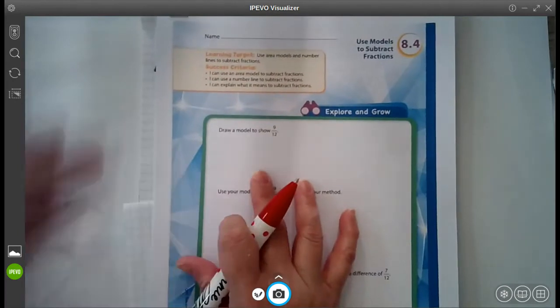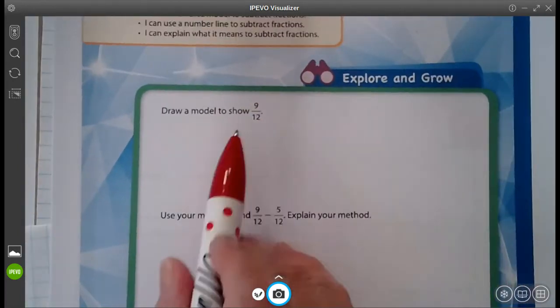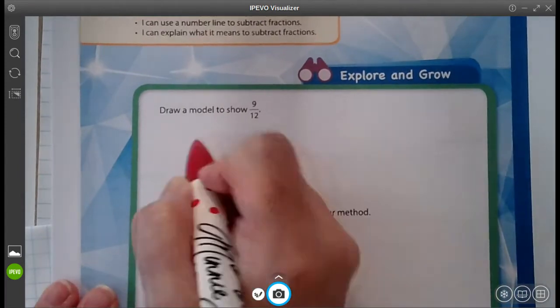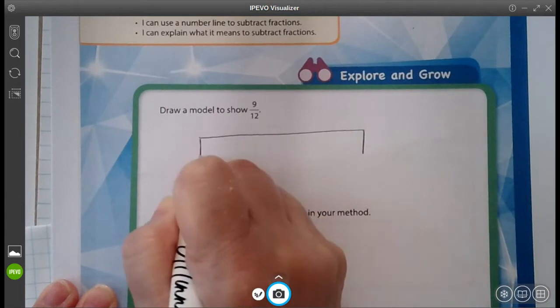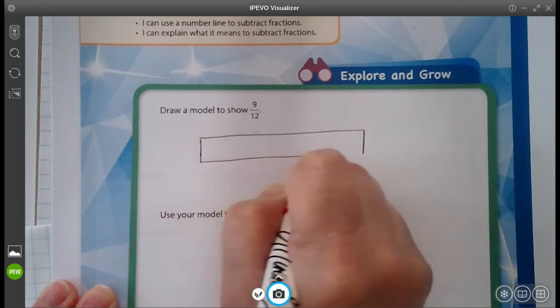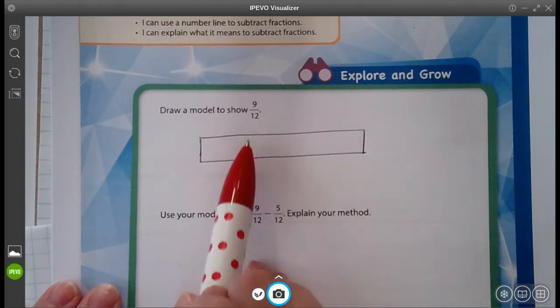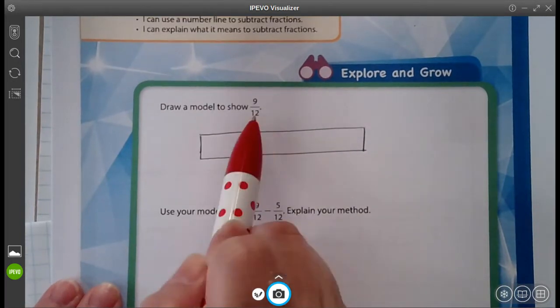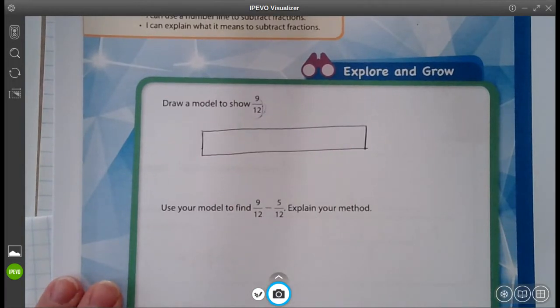For the first example, let me see if I can zoom a little bit. There you go. We're going to draw a model to show 9/12. I'm going to use the area model because I think that's easier. But if you want to do a number line, go right ahead. And we need to divide this up into how many equal parts? Well, you need to look at the denominator, 12, because that tells you how many parts we have all together.